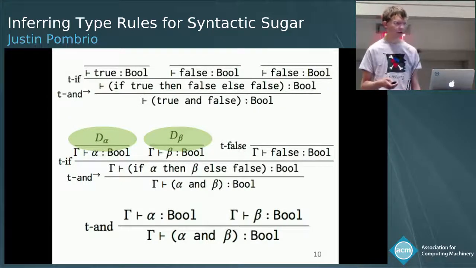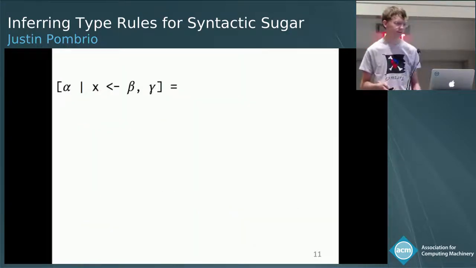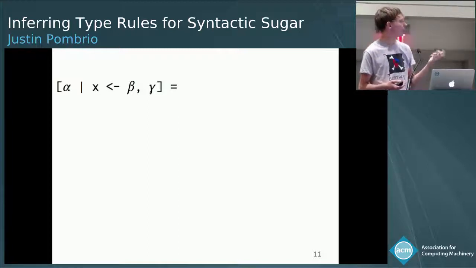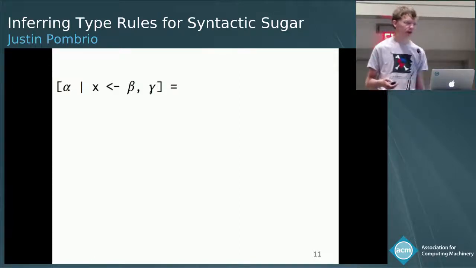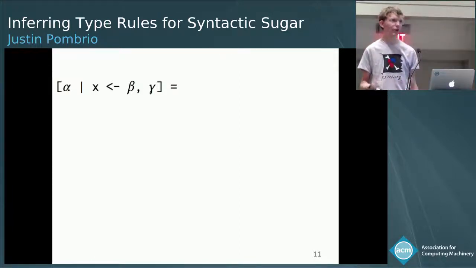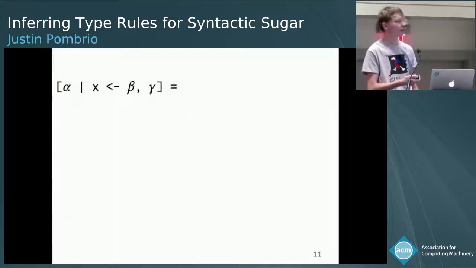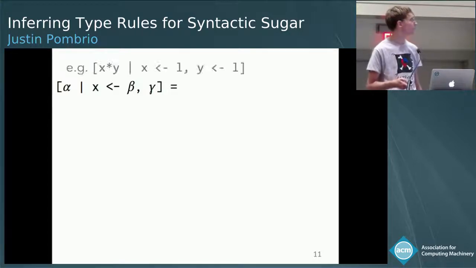Okay, so that was a very simple example. Let me now show a somewhat more interesting one. So this is a list comprehension. It's saying with at least one clause. So alpha is the thing to be computed. The first clause, x arrow beta, is saying take elements from list beta and call them x. And this is allowing there to be additional clauses in the list comprehension. So gamma is 0 or more additional clauses.